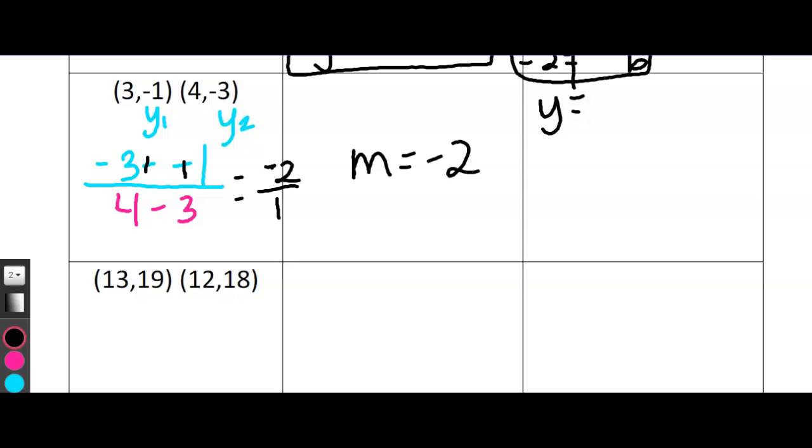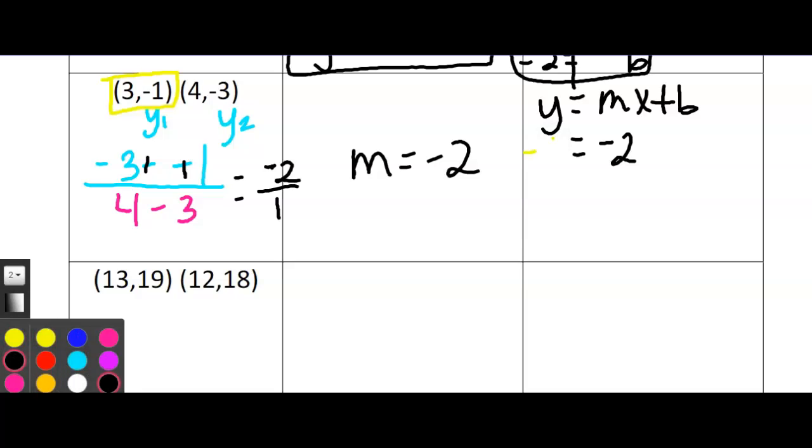Now, I'm going to write the formula first. I now know that my slope is negative 2, so I'm going to plug that in right here for m. I'm going to pick a point because I need an x and I need a y, and that's exactly what these are. They're x's and y's. I'm just going to pick the first one. You could pick the second one if you want. We should come up with the same answer. My y is negative 1, so I'm going to put that in the y spot, and my x is 3.